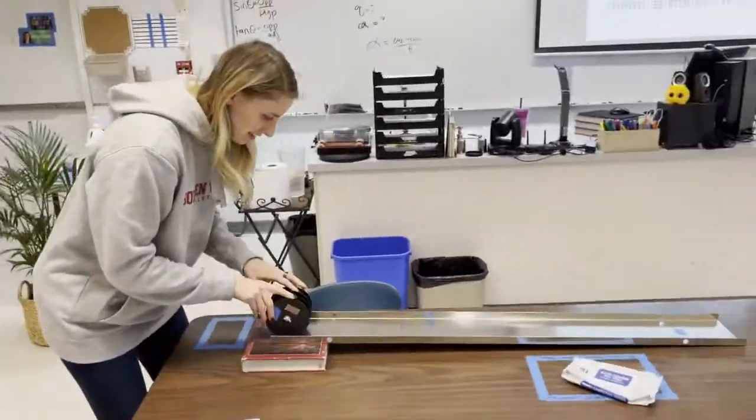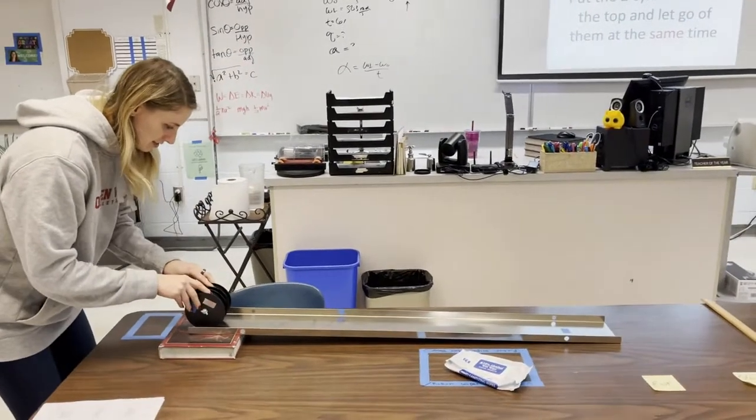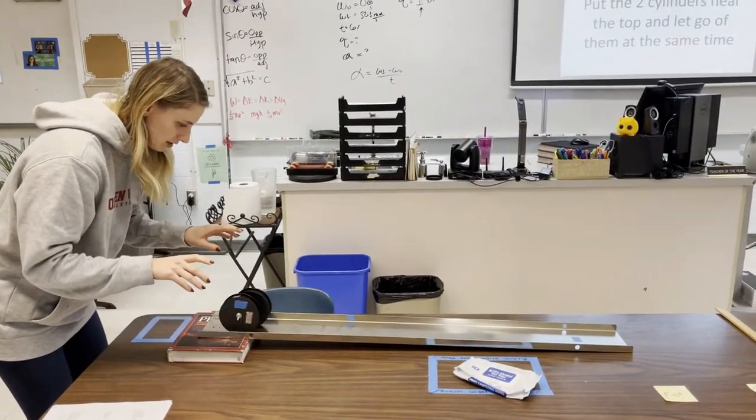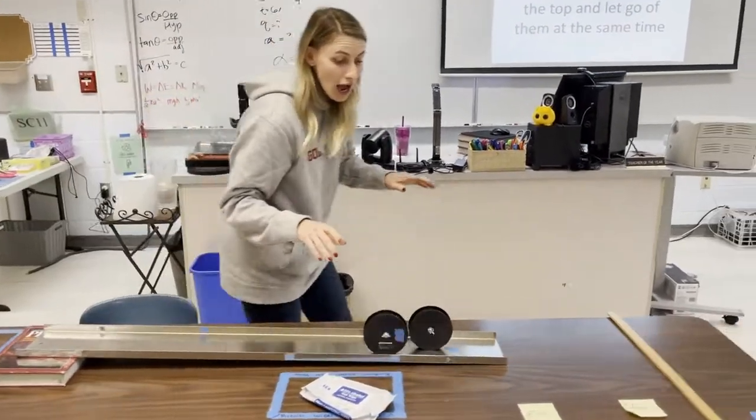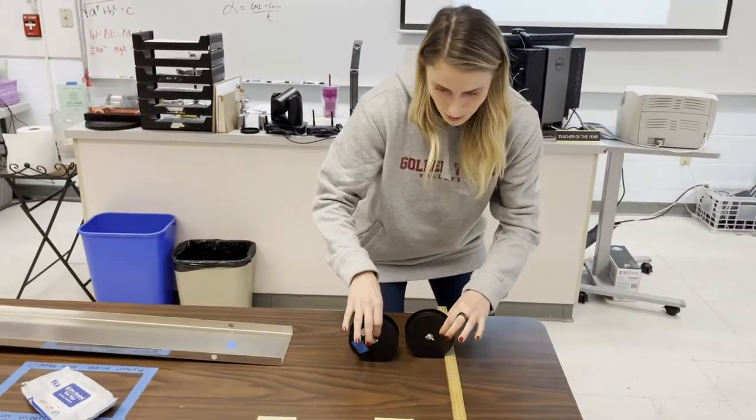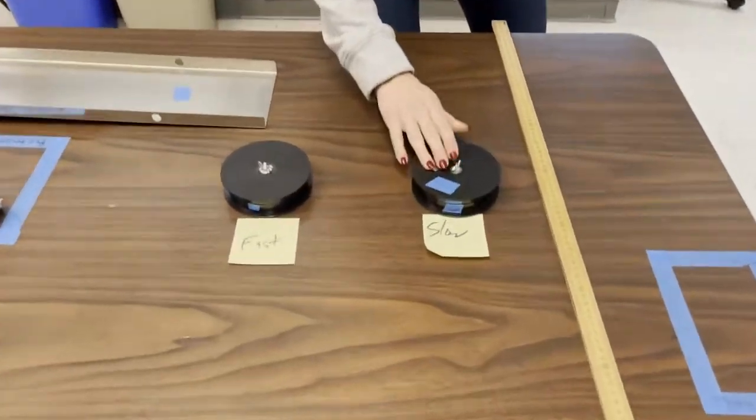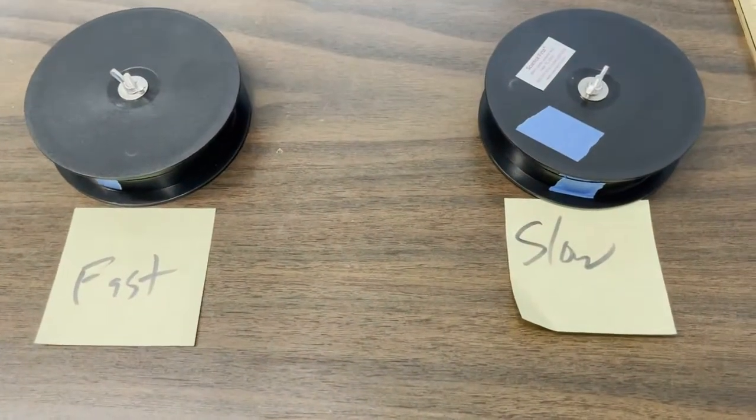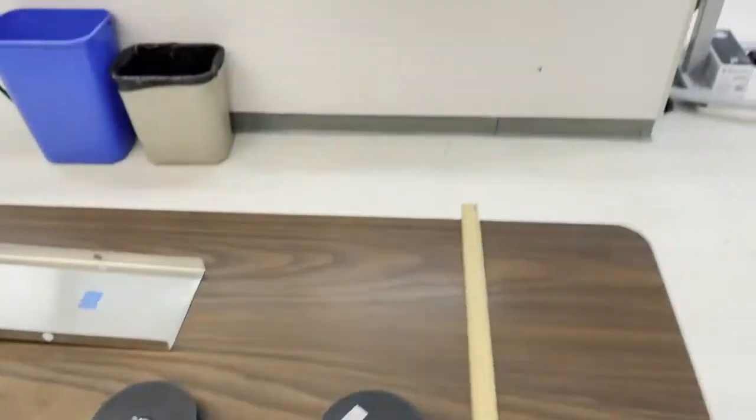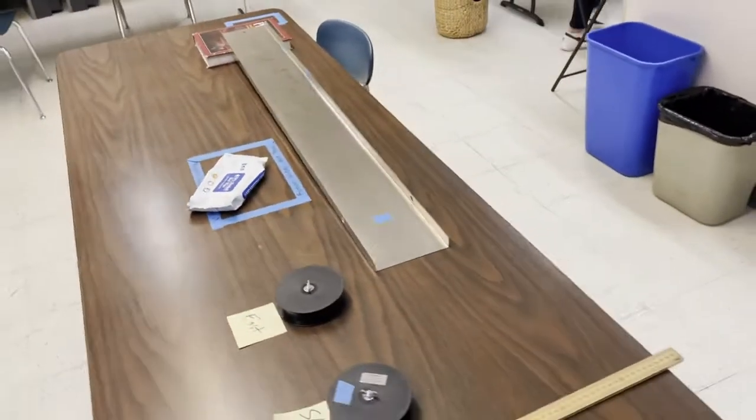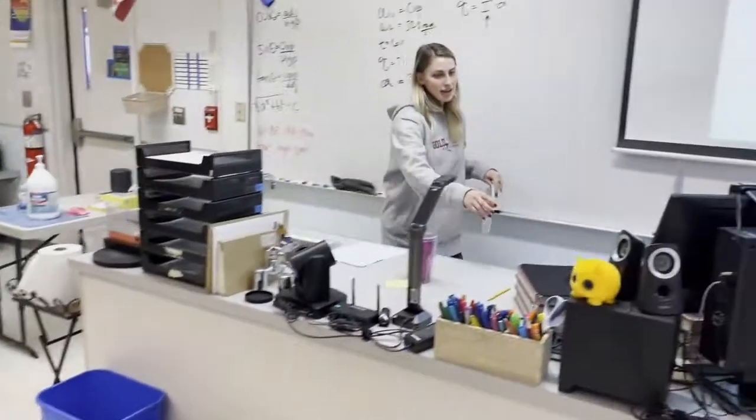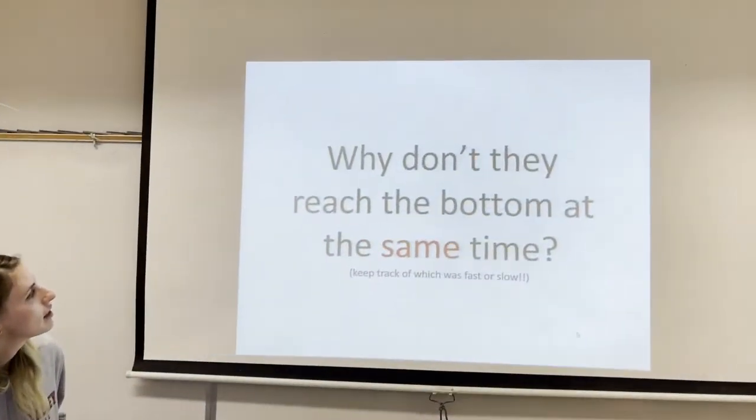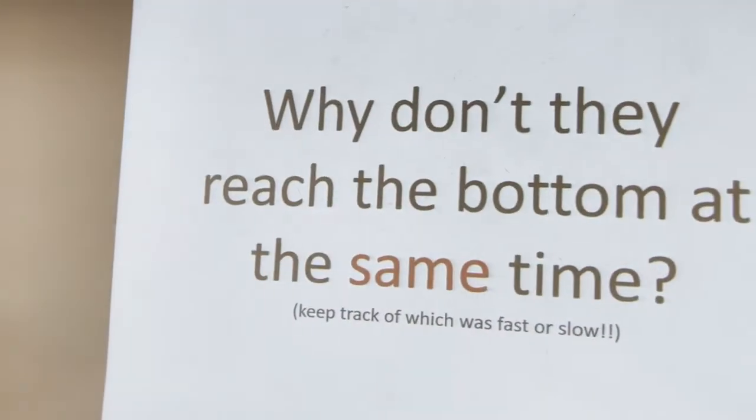The trick is releasing them so they don't touch the side. All right. 1, 2, 3. One was fast, one was slow. Which was which? Fast and slow. And our question is, why don't they reach the bottom at the same time?